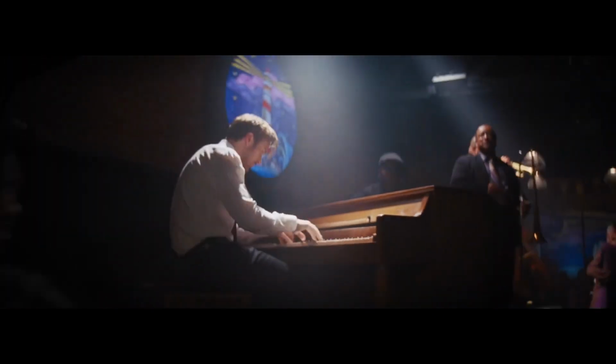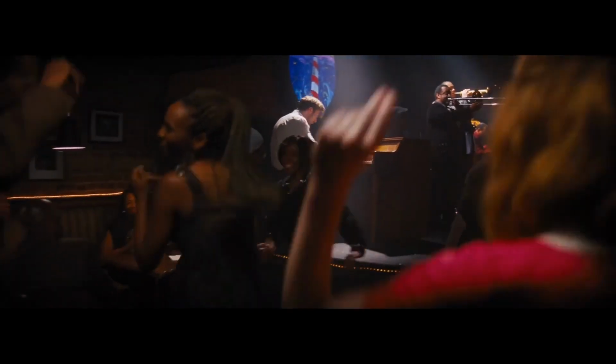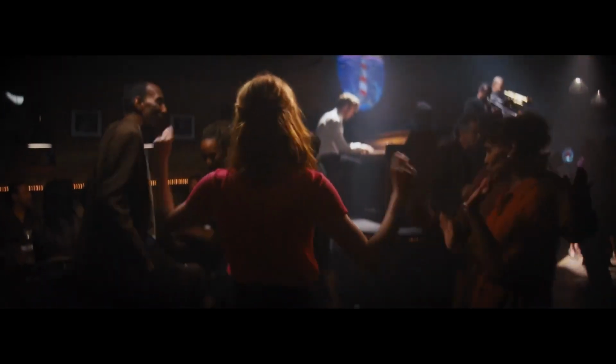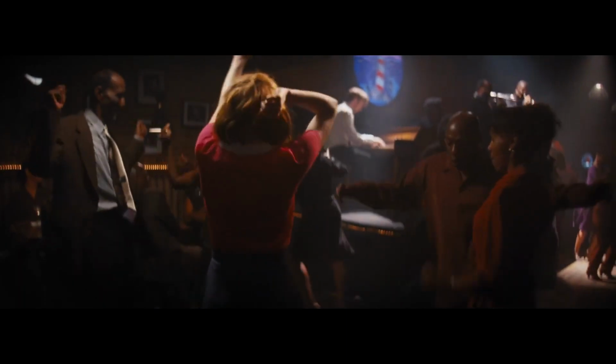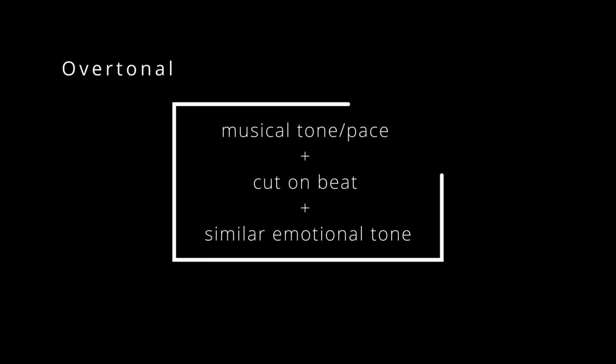So as you can see with metric montage, every time Mia and Sebastian went on a new date, there was a cut on beat. What we'll go over now is overtonal montage, which is a combination of rhythmic, metric, and tonal montage. Again, rhythmic montage takes into account the musical pacing of a film.